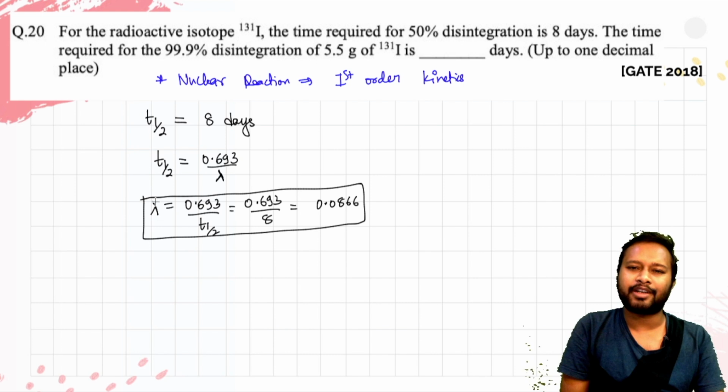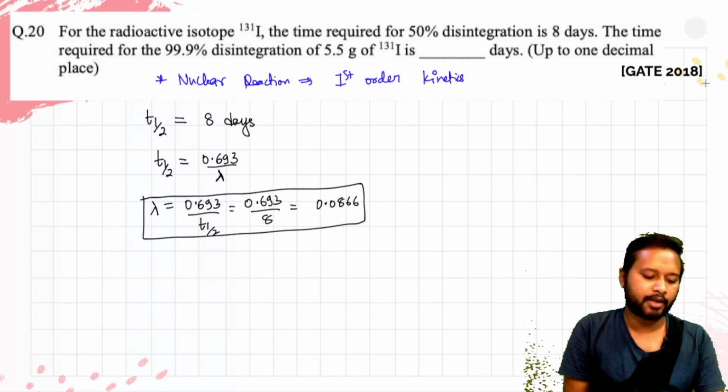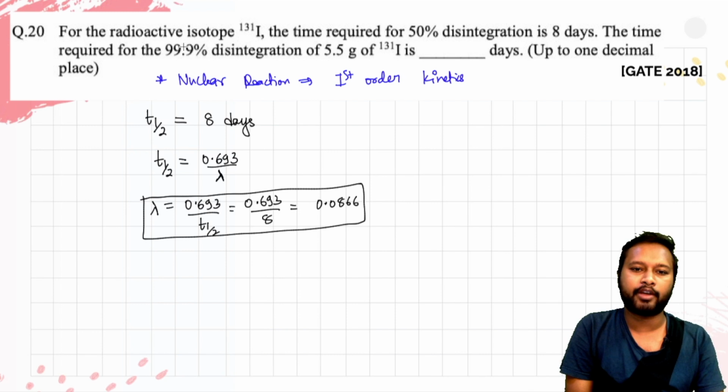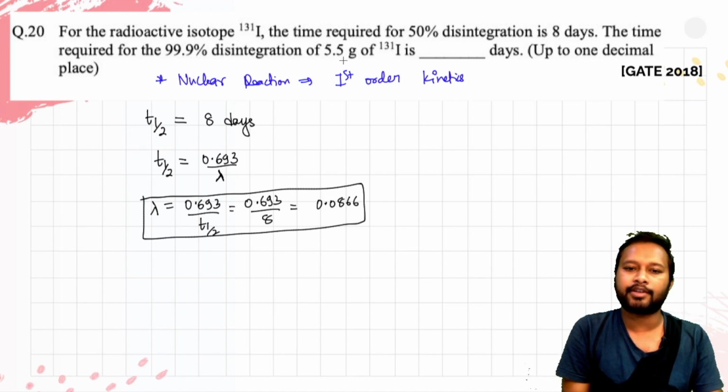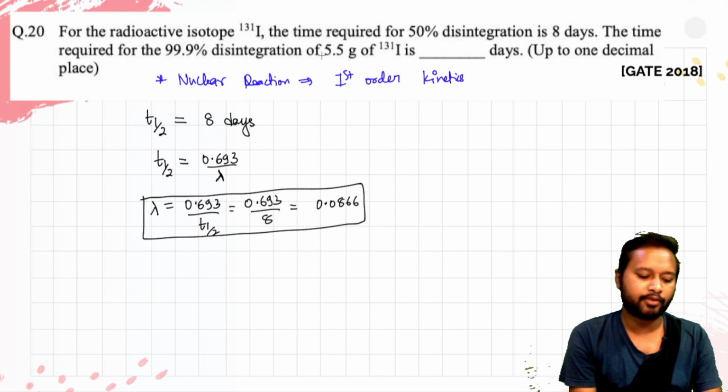Now once you have got your decay constant or rate constant of the reaction, the next part is pretty simple to approach. First of all, let's say you are doing 99.9% disintegration, right? There are many ways you can approach it. The first way is, let's take the initial concentration as 5.5 gram and the final concentration as 99.9% of 5.5 grams. Or whenever things are given in percent, you don't have to do anything, you just have to put the value, that's all. So how will you do this?